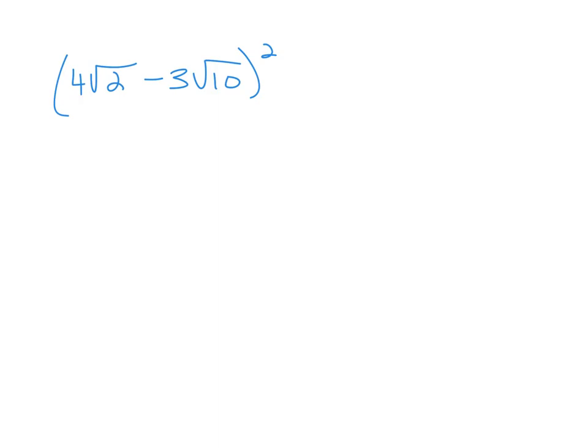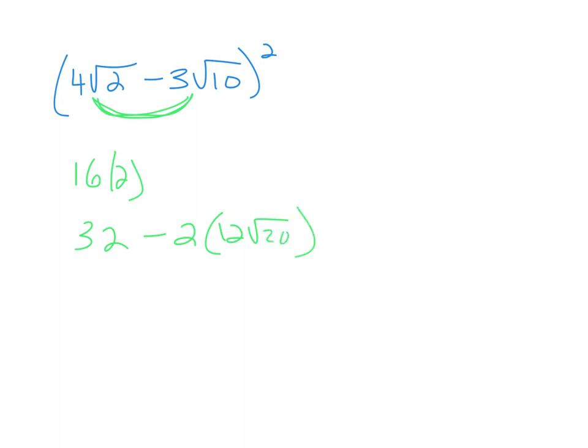Okay, so 4 root 2 times itself would be 16 times root 4, which is 16 times 2, or 32 if you want to write that. And then these two times each other twice. So it's negative 2 times, and it's going to be 12 root 20. And then this squared, so negative 3 times negative 3 is positive 9. And then root 10 times root 10 is 10.